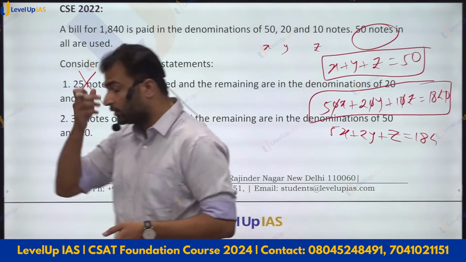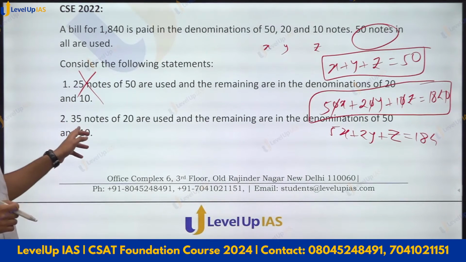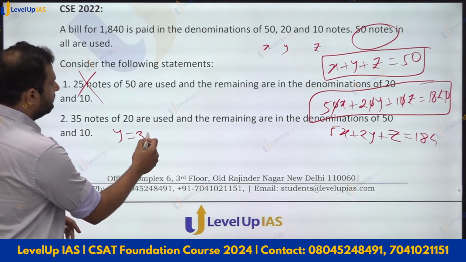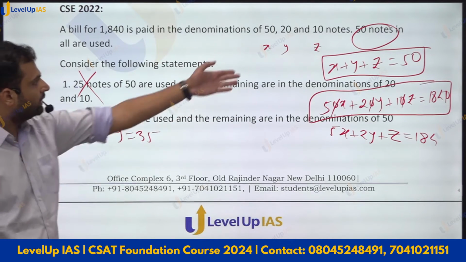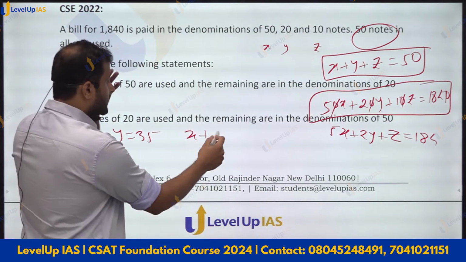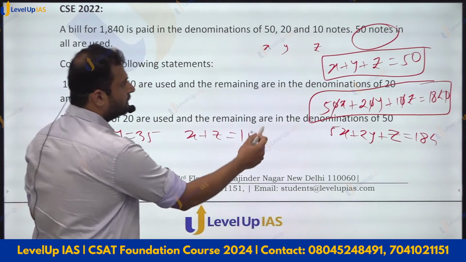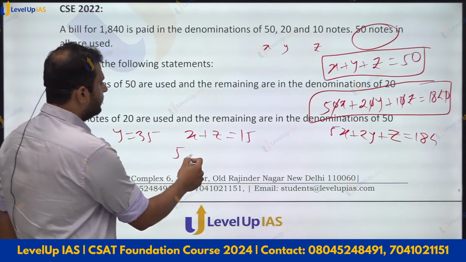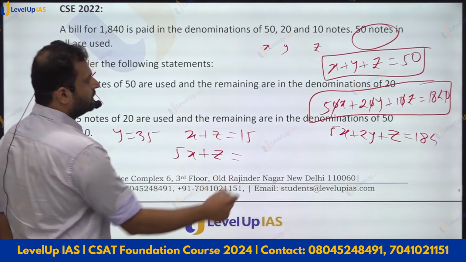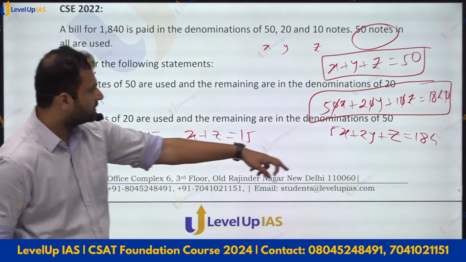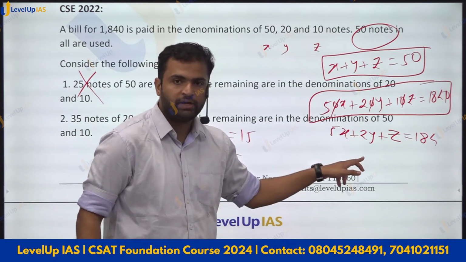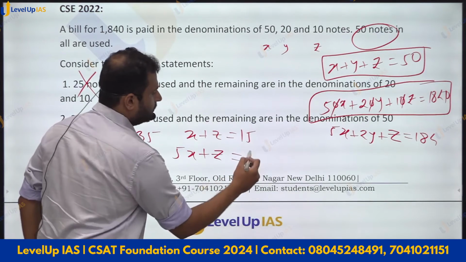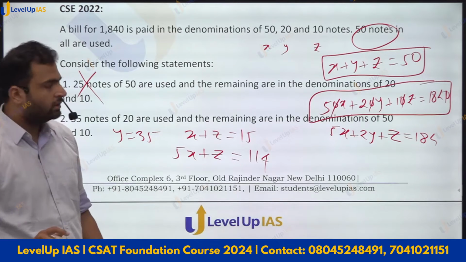Let us see the second statement. What information do we have? 35 notes of 20 are used. Now what are we given here? y is equal to 35. Right? So let us put, what do we have? x plus z is equal to 15. Right? From first equation, and from second equation we have 5x plus z is equal to, we subtract 184 minus 35 into 2, 70. So we have 114.